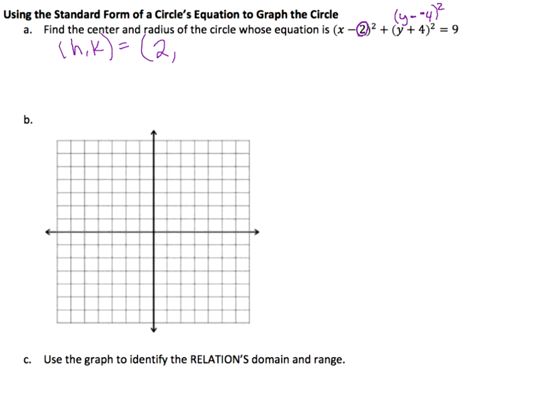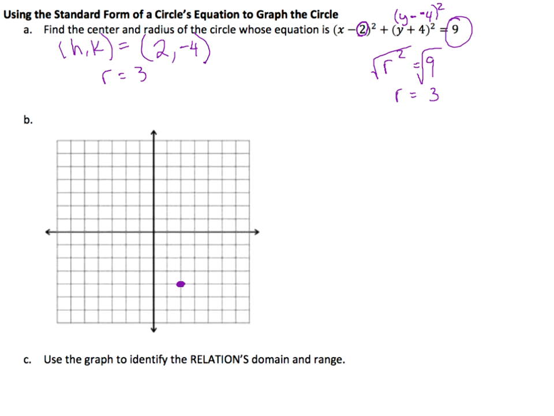So my h is 2 and my k is -4, and then my radius is the square root of 9, because I have r squared equals 9. Take the square root of both sides, so r is 3. My radius is 3. Now I'm ready to put this information onto a graph. My center is (2, -4). 1, 2, 3, 4, right here. I have a radius of 3.